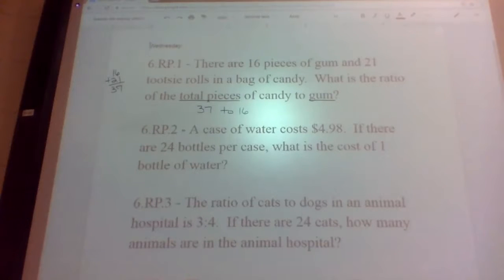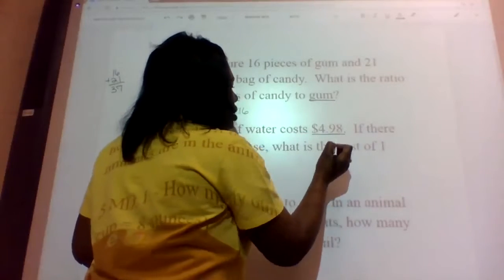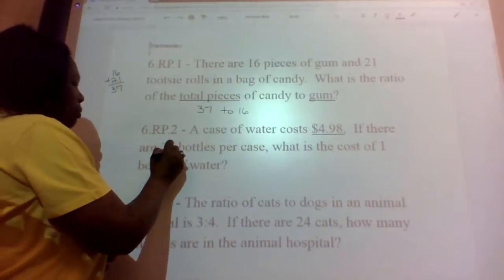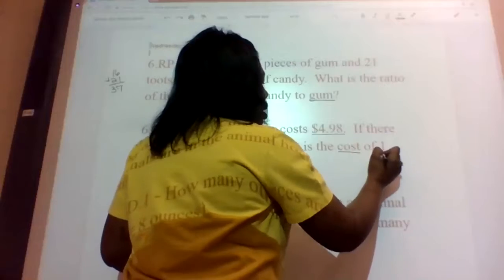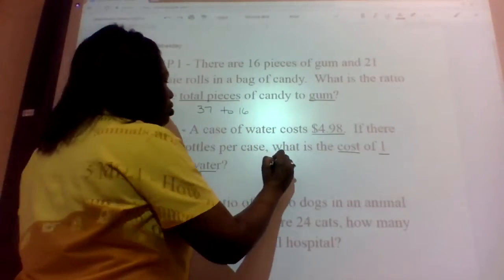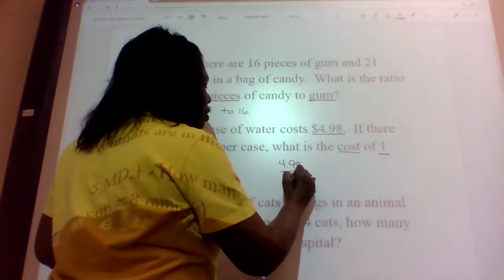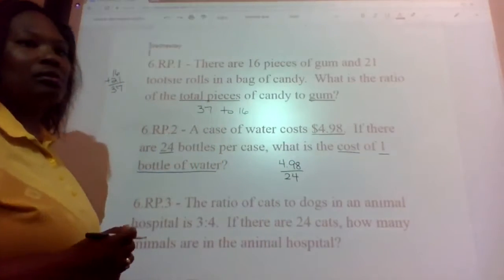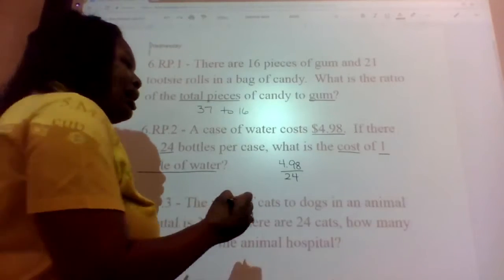All right, number 2. A case of water costs $4.98. So that's my total. There are 24 bottles in the case. What is the cost of 1 bottle of water? So that's $4.98 to 24, right? Okay, so if I want to find the cost of 1 bottle of water, I'm going to divide.